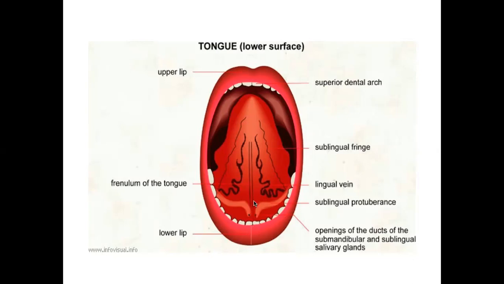Now on both sides of the frenulum you can see lingual folds. When you lift the tongue, we can see two mucosal folds on either side of the frenulum. Those are called lingual folds. Inside the lingual folds we have lingual veins. Sometimes we can see very clearly the two veins on both sides of the frenulum passing upwards towards the tip of the tongue. So this is the ventral surface.